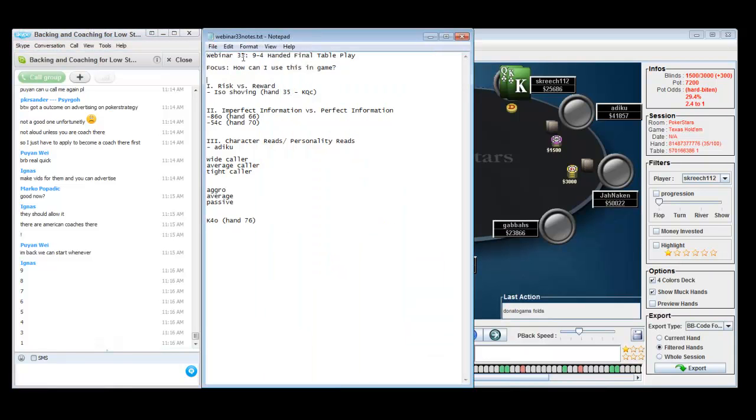So this is about 9 to 4 handed play at 180 man final tables. Last webinar we looked at 10 to 18 handed stuff, and this is going to focus on 9 to 4 handed. So the main thing we want to look at for each thing we're going to discuss is how can I use this in game? How can we use the things that we're going to discuss and immediately use them to affect your results?